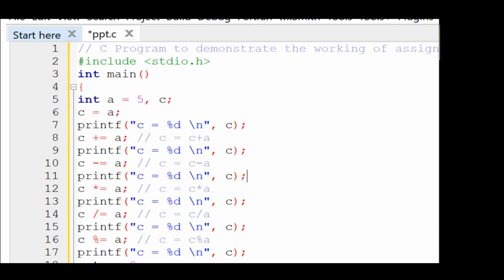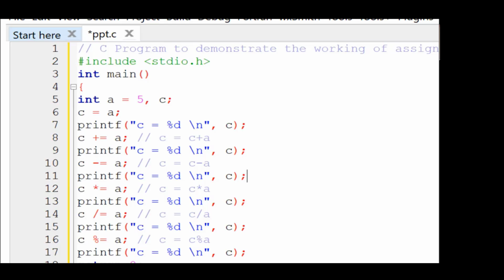Then when you move on to line 10, where we have c minus equal a, which means that c equals c minus a, at this instance, c is 10. So c minus 5 would give you 5. So the new value for c becomes 5. That is for line 10.